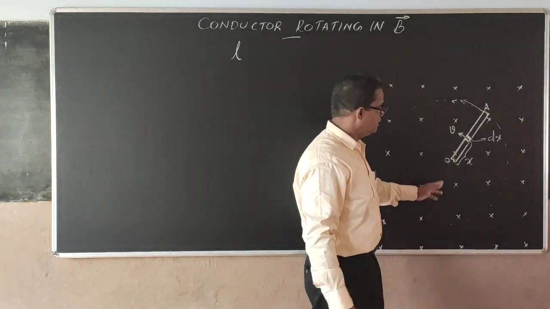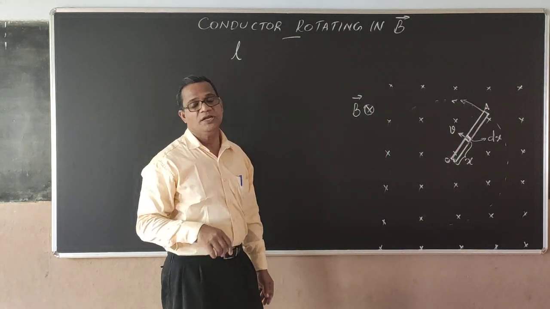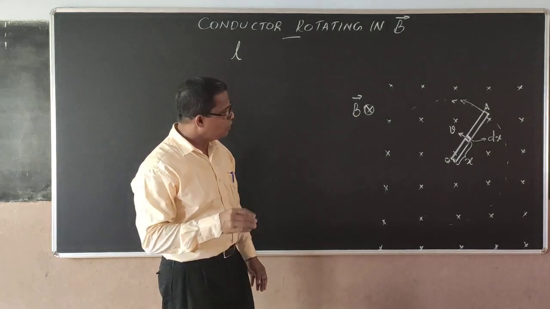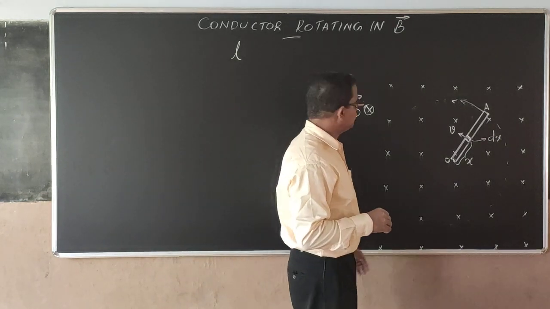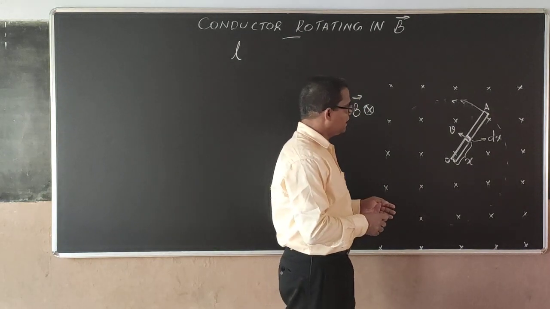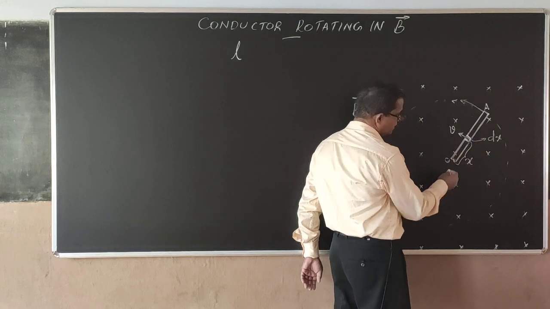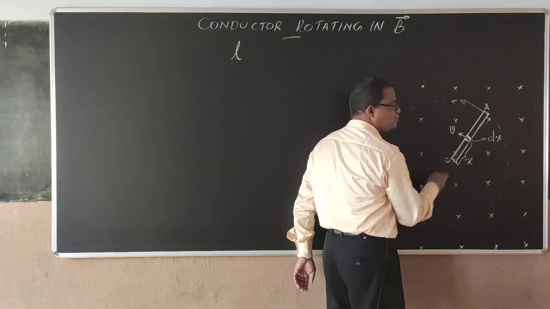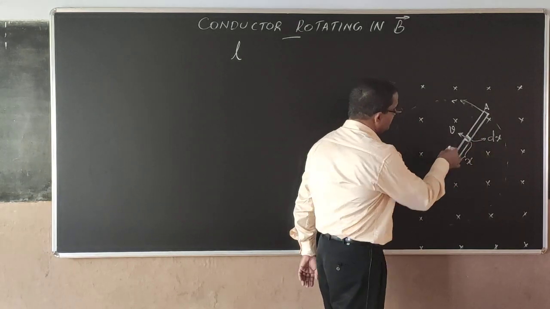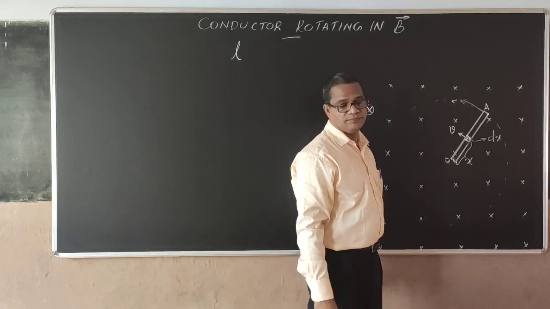OA, across OA there will be a definite amount of EMF induced. So how much is that EMF? This is what we want to find. So here I consider a very small portion of the conductor dx at a distance x from the fixed point, and let this be moving with a tangential velocity v.